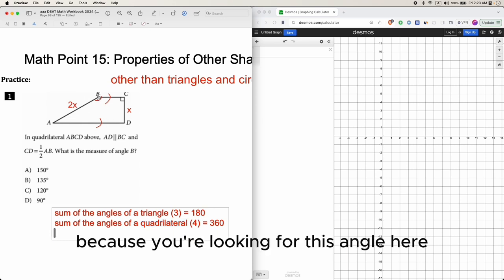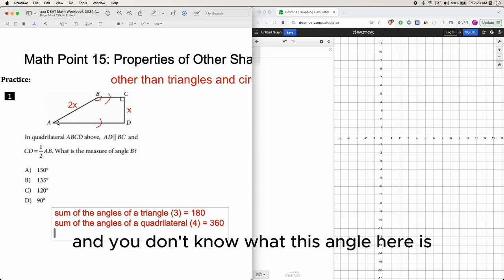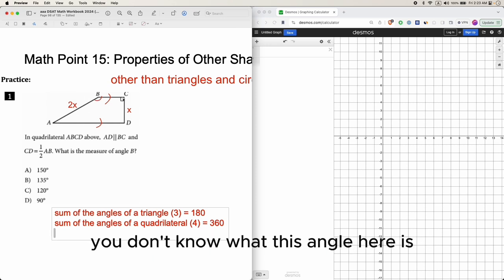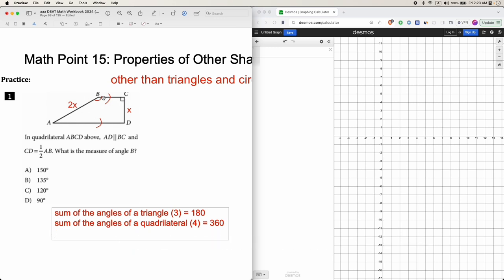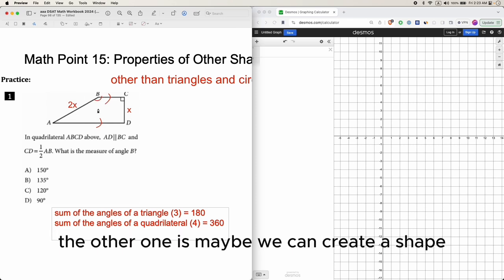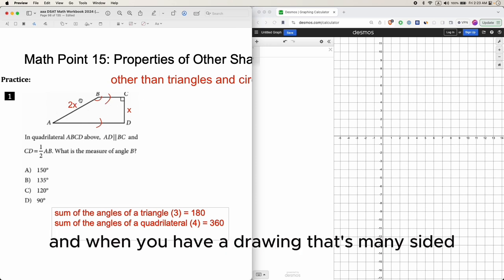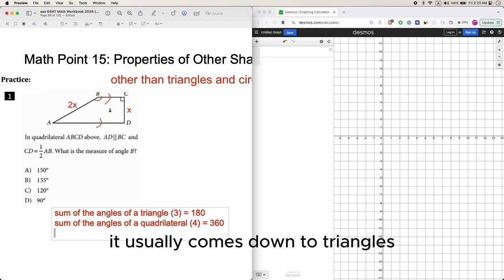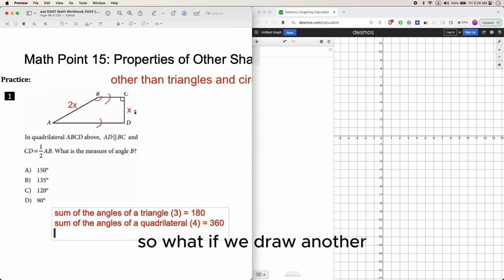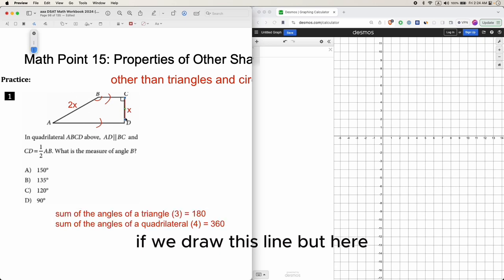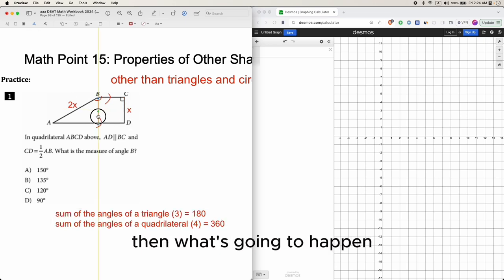And that could be helpful because you're looking for this angle here, and you don't know what this angle here is. You don't know what this angle here is, and you know that this angle is 90. So you just need to know two more angles, and then you can find this angle. Maybe that's the approach that we can go for. The other one is maybe we can create a shape, and when you have a drawing that's many-sided, it usually comes down to triangles, rectangles, and circles. So here we have this shape, and this looks like part of a triangle. So what if we draw this line, but here, then what's going to happen?